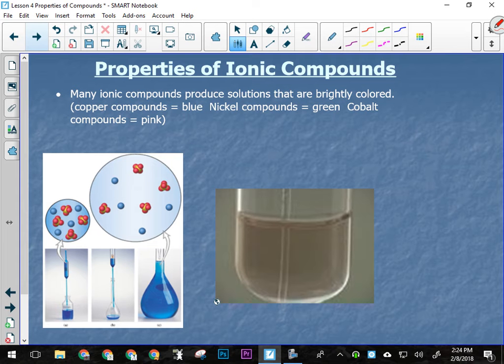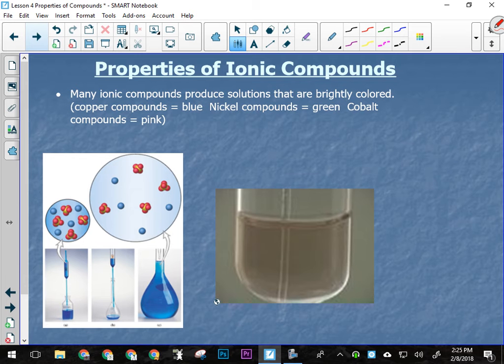All copper-containing compounds are blue. And all cobalt-containing compounds are red to pink, depending on what they're with. Okay, but they're typically going to have a reddish-pink color to them. Okay, is that going to be important if you're identifying unknowns and you look at something and it is a green crystalline solid? You have a pretty good idea what's in it. Yeah, okay, pretty good idea.